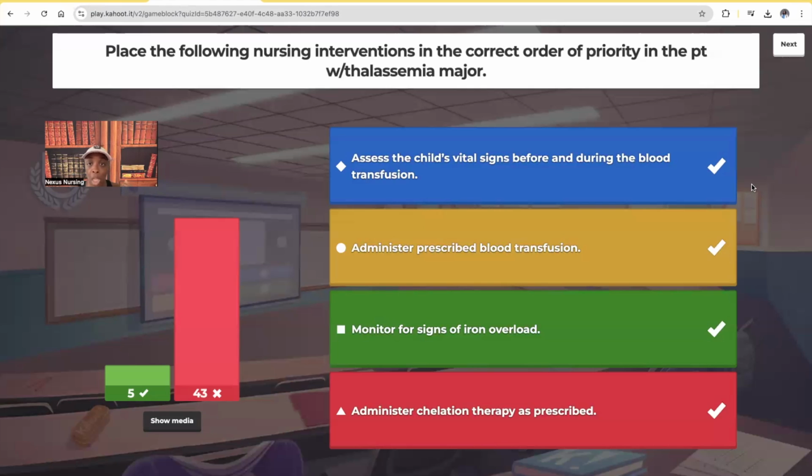So we're going to assess them, give the blood transfusion as ordered. While we're giving them the transfusion, we're going to watch out for adverse effects such as iron overload. And then we're going to correct that adverse effect if needed by giving that chelation therapy because we want to get rid of that excess iron. Okay? Just think about the nursing process. You're going to assess your patient first, come up with your nursing diagnosis, come up with your plan, then perform your nursing intervention and go back and evaluate, see if it worked.